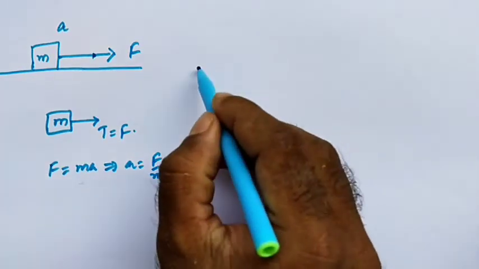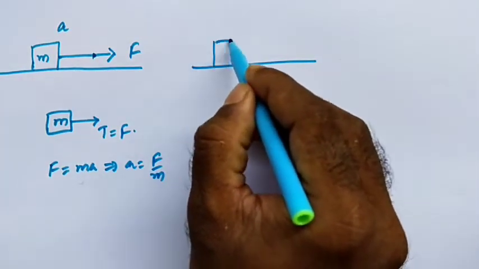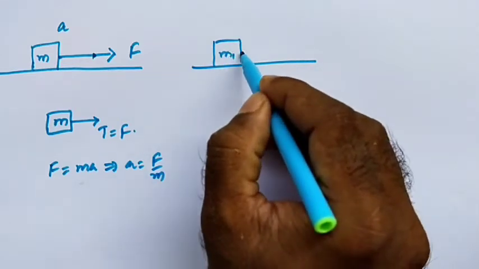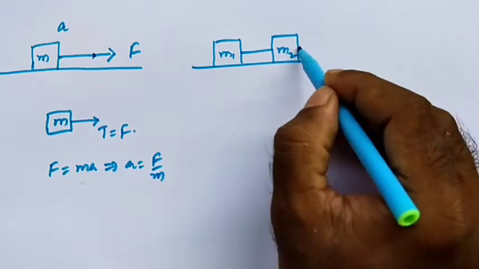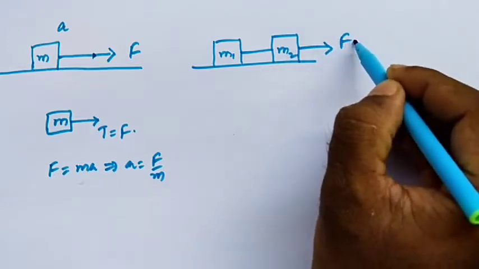Now let us see another situation. Now this is m1 and a string is connected to m2. Now on m2 I am applying a force. There is no string.